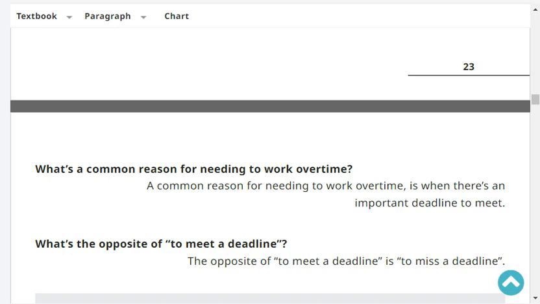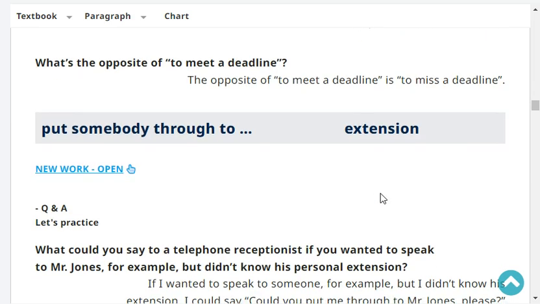Very good. One more. A common reason for needing to work overtime is when there's an important deadline to meet. Okay, important deadline to meet. Very good. What's the opposite of to meet a deadline? The opposite of to meet a deadline is to miss a deadline. Very good.